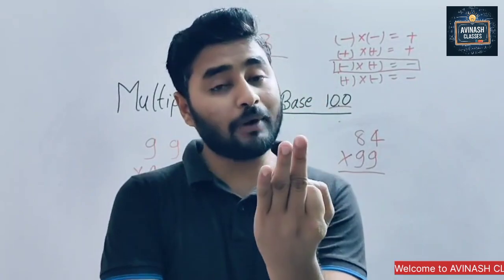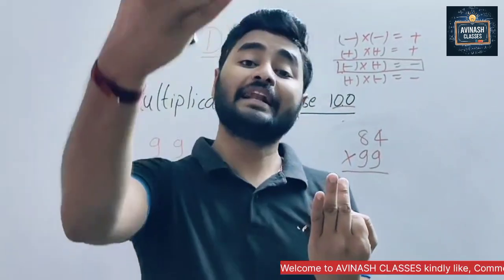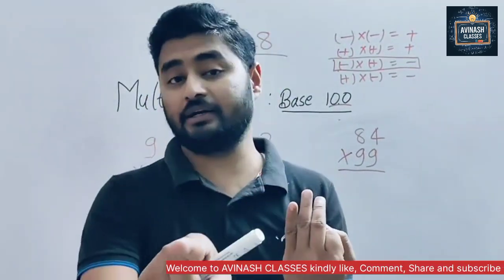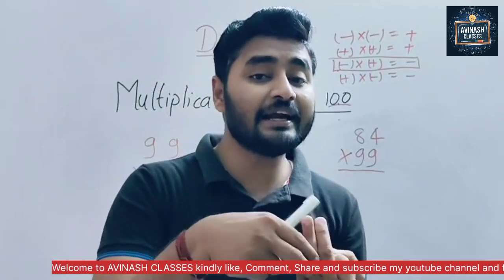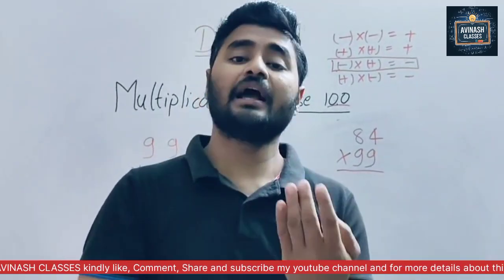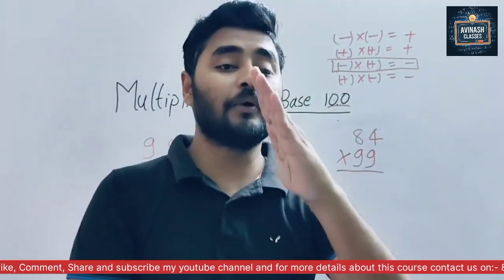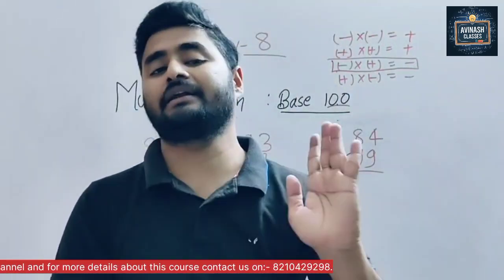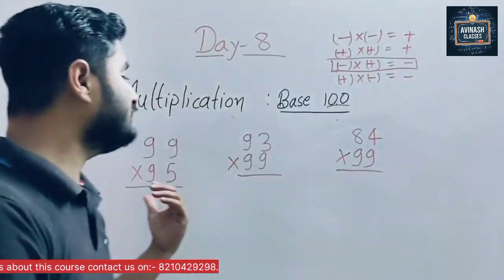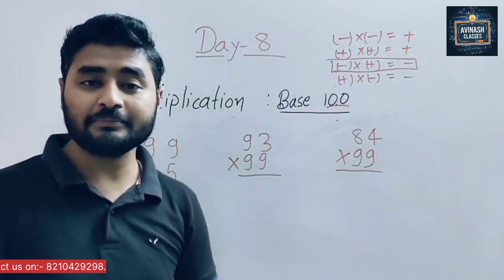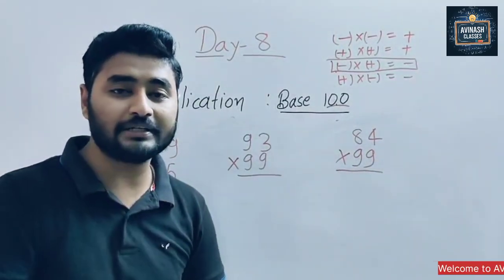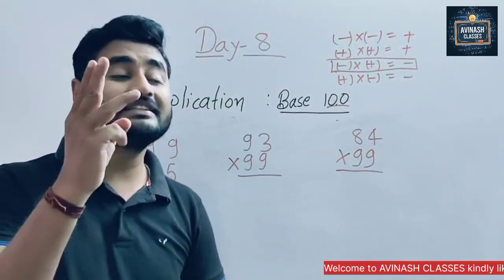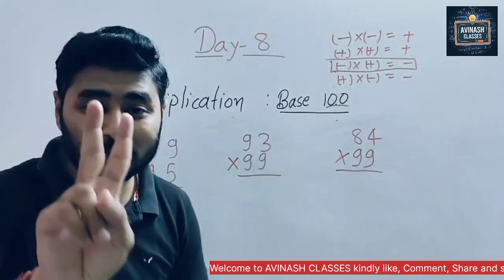In type 2 what do we learn? Both numbers are less than 100 but near to 100. What I am saying? Less than 100 but near to 100. And the third type is what? One number is less than 100 and one number is more than 100. So now tell me, are all 3 examples of which type? Type 1, type 2, type 3. Tell me. Yes, these are all examples of type 2.